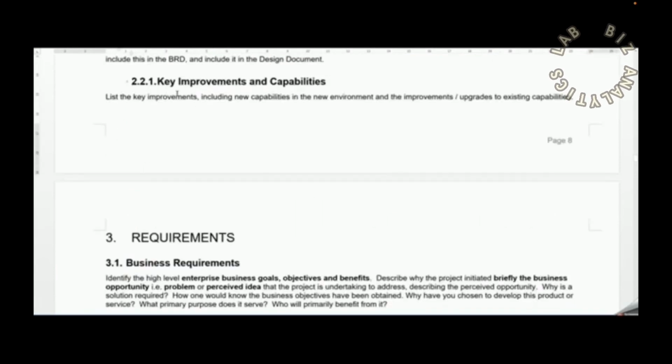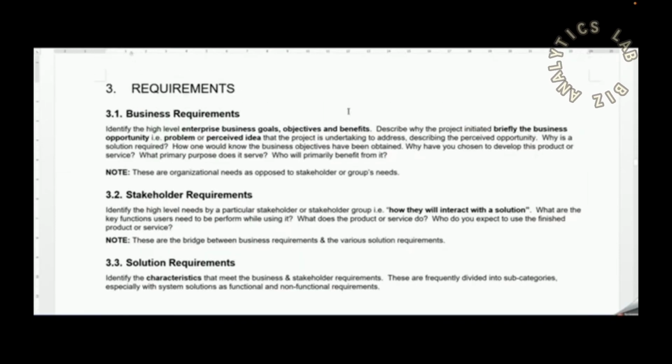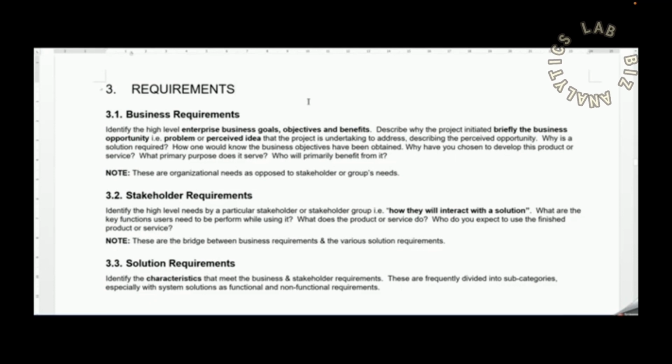Section 3, requirements, would be the most critical part of the business requirements document, so obviously we're going to start off with the high-level business requirements of what the enterprise business goals, objectives, and benefits describe. Why the project initiated, what is the problem that we're trying to solve. At the end of the day, what is the problem or opportunity that we're trying to achieve, and what kind of solution is required, why is it required, and how are we going to achieve business objectives. At the end of the day, this is sort of like a high-level business requirement.